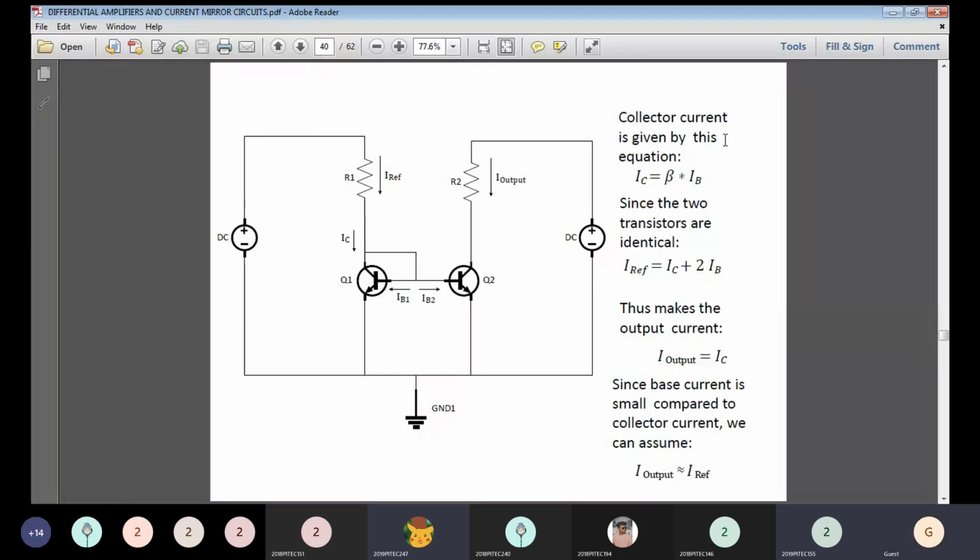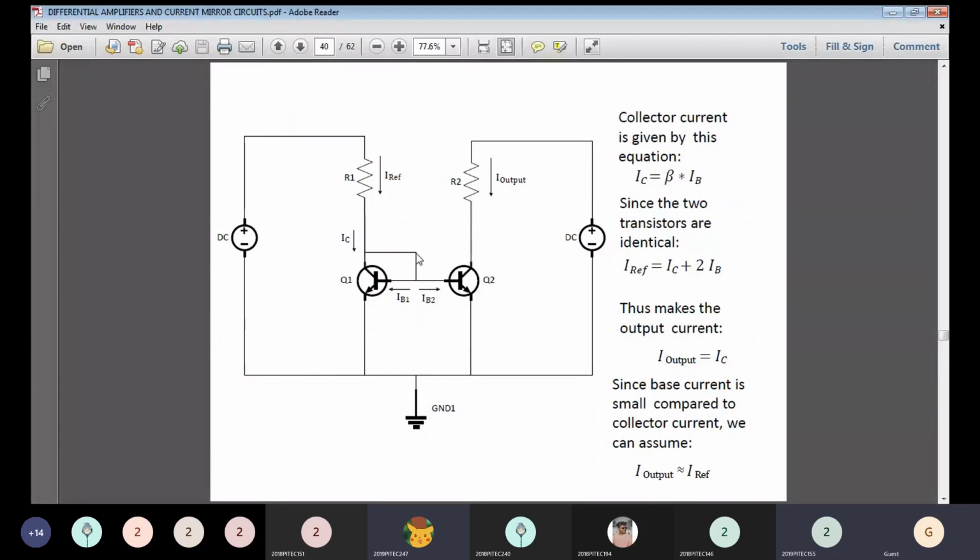From this, we can analyze that the collector current is given by the equation IC. What is IC? IC is nothing but, by the basic formula, beta IB. Since the two transistors are identical, what happens to the reference current IREF? IREF is nothing but the IC flowing in this direction plus 2 IB. So the reference current is the sum of the collector current IC and the two base current values.